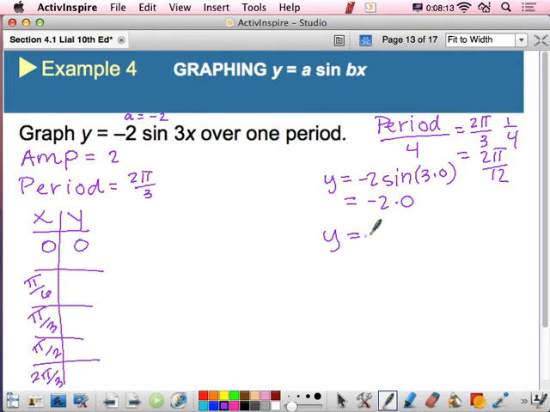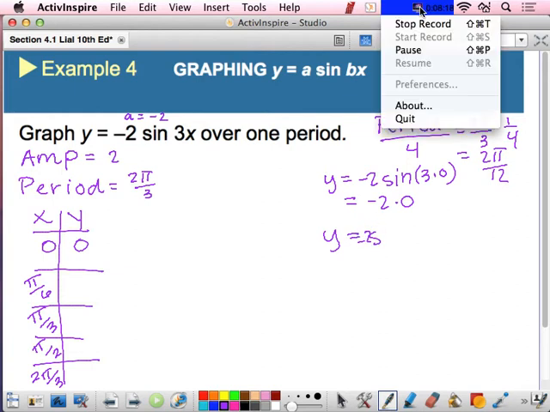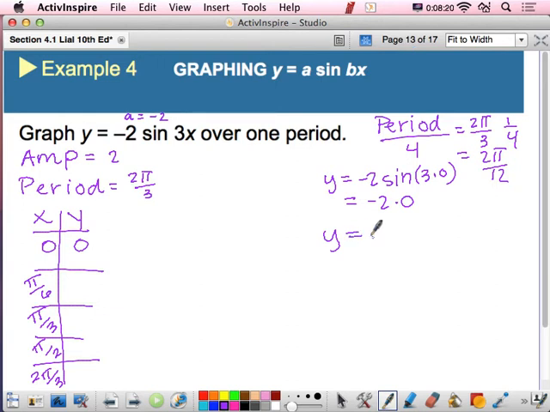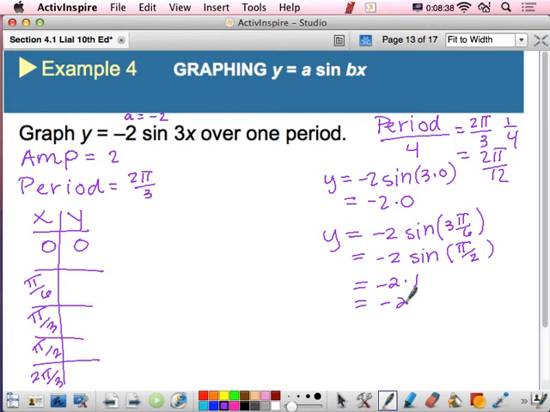And here's why. We have y equals negative 2 sine of 3 times pi over 6. Well, what is 3 times pi over 6? Half pi. The sine of half pi is 1, and negative 2 times 1 is negative 2. So it does go to negative 2 here. And then you can just rotate out from there: 0, positive 2, 0. Make sense?